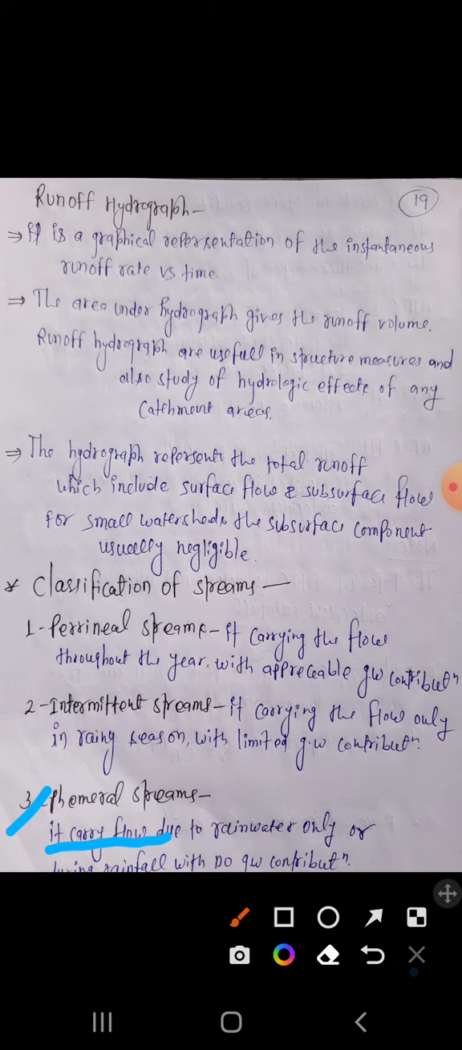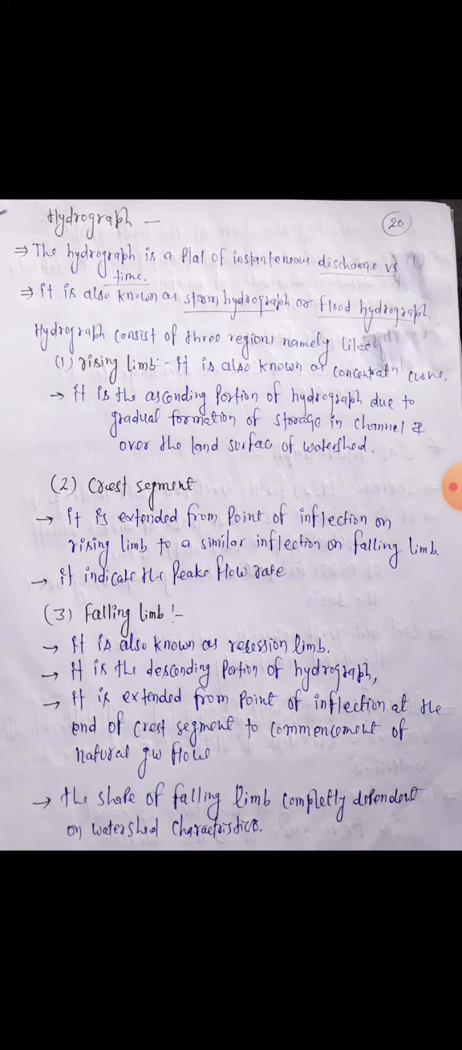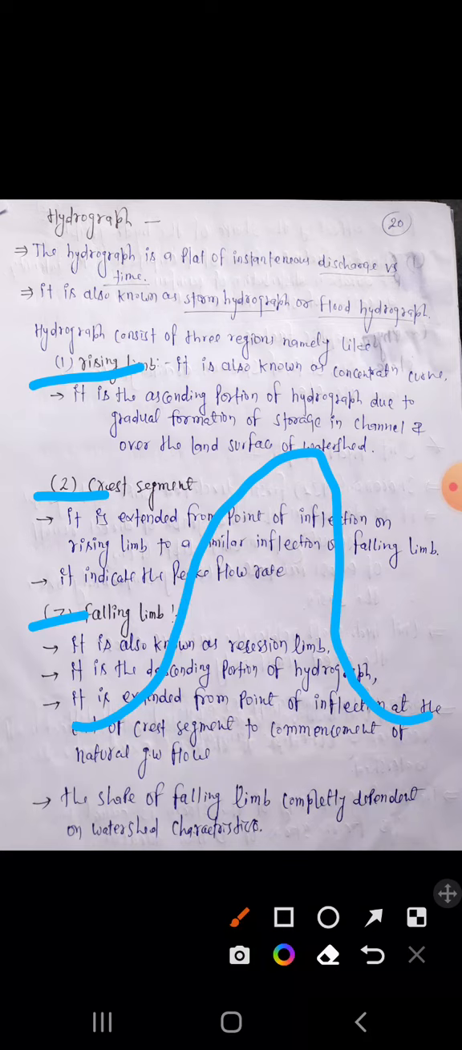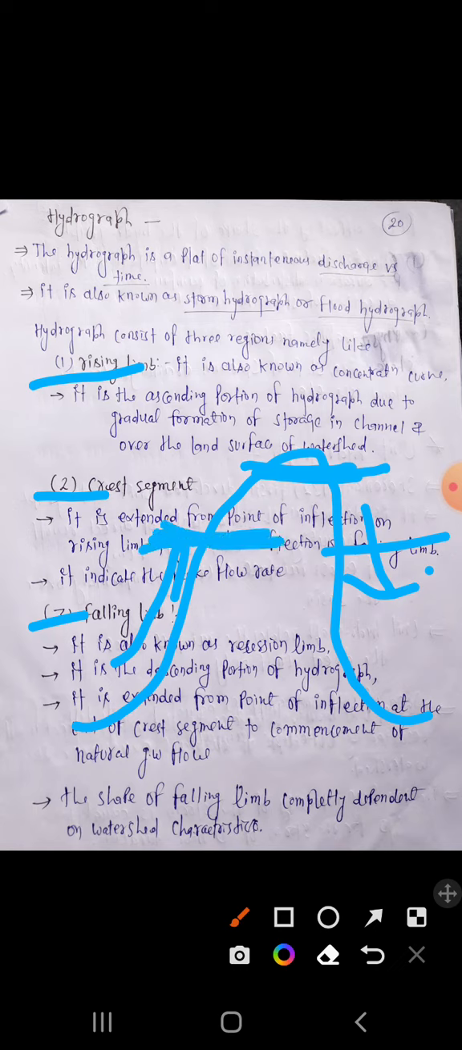Okay. So next we come to the hydrograph. The hydrograph is a plot of instantaneous discharge versus time, and it is also known as a storm hydrograph or flood hydrograph. A hydrograph consists of three regions, namely the rising limb, the crest segment, and the falling limb. This is the rising limb, this is the crest segment, and that is the falling limb. And this is the upward inflection point, and this is the downward inflection point.